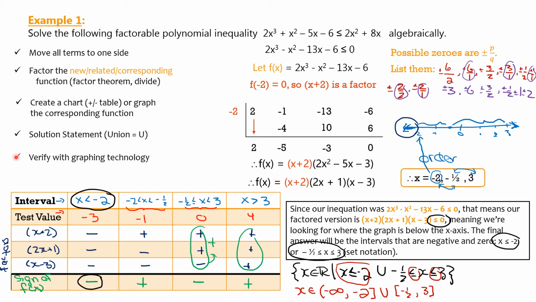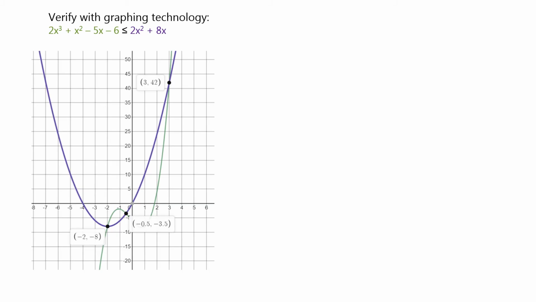Last thing we're going to do is verify with graphing technology. So here was the original question we had. We had a cubic less than or equal to a quadratic. So here's the cubic there, I matched them with the colors. So the cubic is green, and when is it less than or equal to the quadratic? So I use Desmos. I see the points of intersection are these dark black dots here. And in set notation, this is the answer.